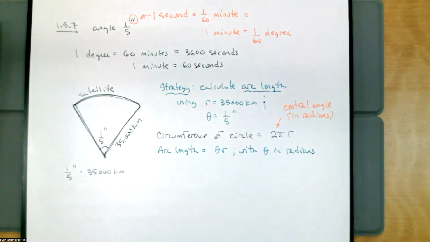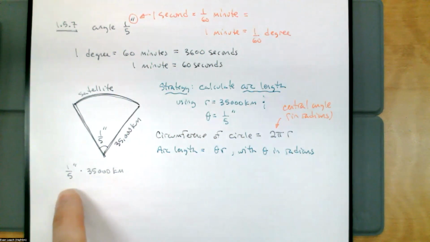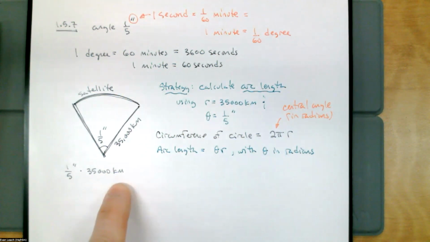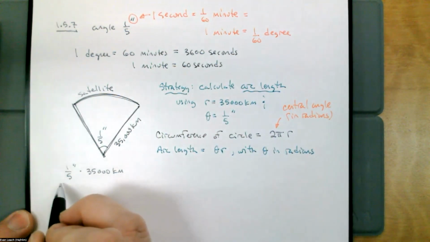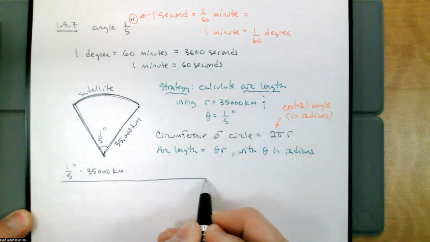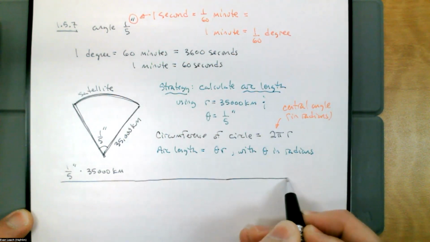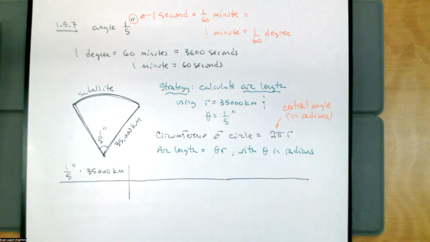So here we're going to get the wrong units, because our units here are kilometers and our units here are seconds. And I need those to be radians. I need these to be meters. How do I turn kilometers into meters? What's the relationship between kilometers and meters? 1,000 meters is 1 kilometer.